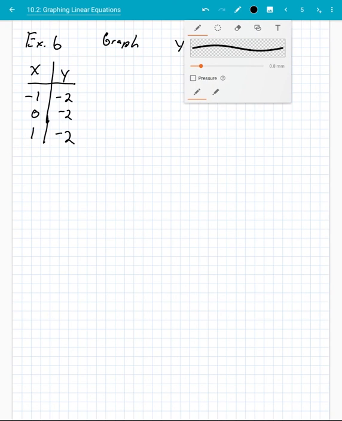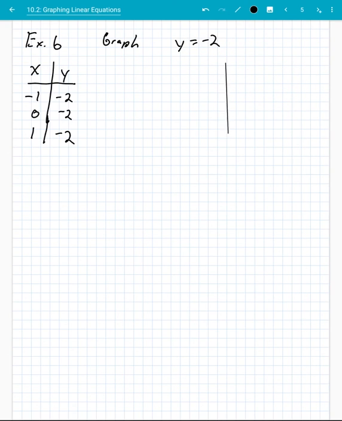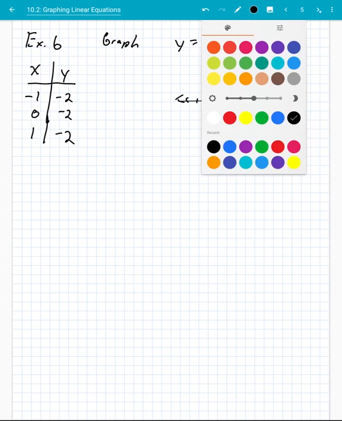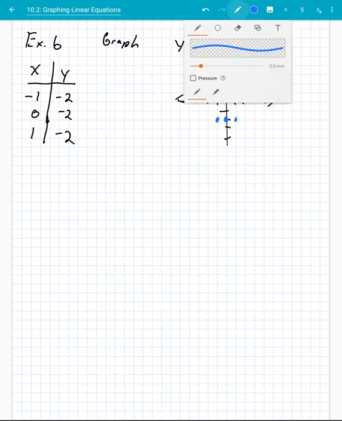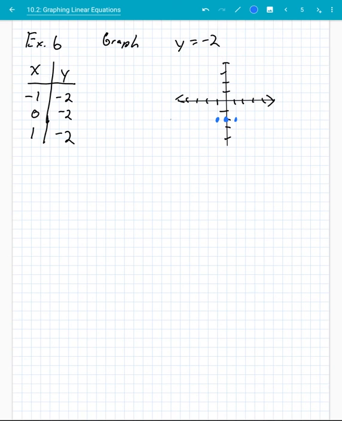So if I was to graph this really quick, I'll make a little tiny graph here. Let's make every one of these one coordinate point. You can see if I graph -1, -2, that's right here, 0, -2, and 1, -2, all these dots connected end up making a straight horizontal line.